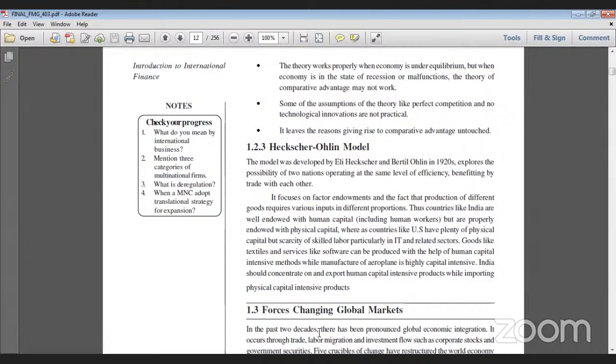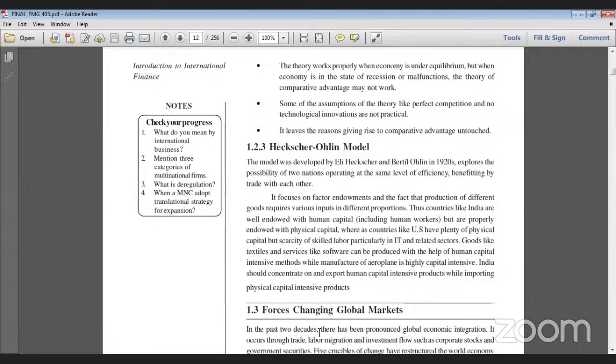Countries like India are well endowed with human capital but poorly endowed with physical capital, whereas countries like the US have plenty of physical capital but lack skilled labor, particularly in IT related sectors. Goods like textiles and services like software can be produced with the help of human capital intensive methods, while the manufacturing of earphones is highly capital intensive.